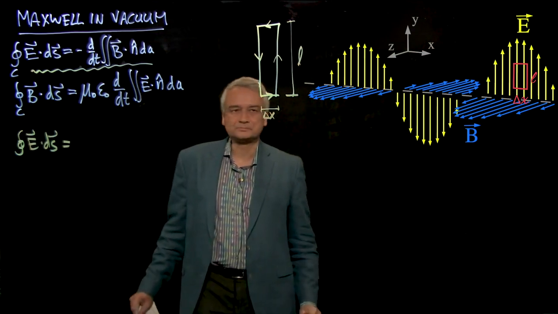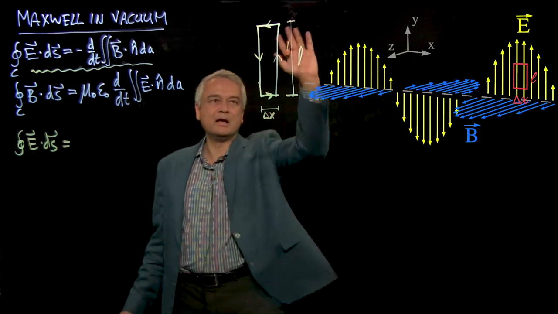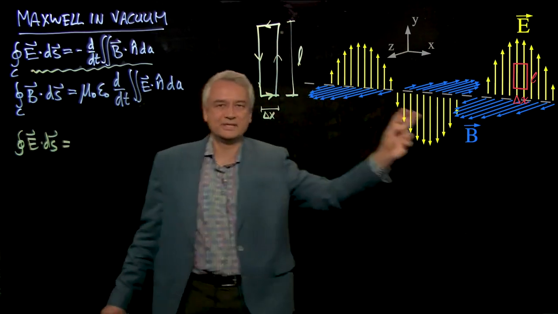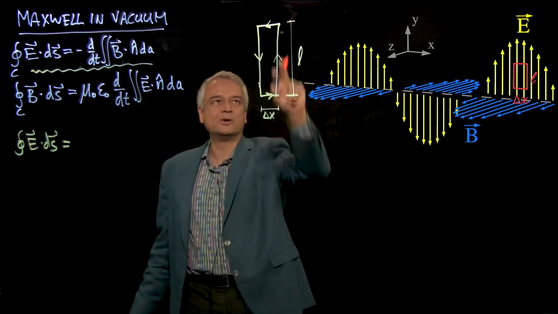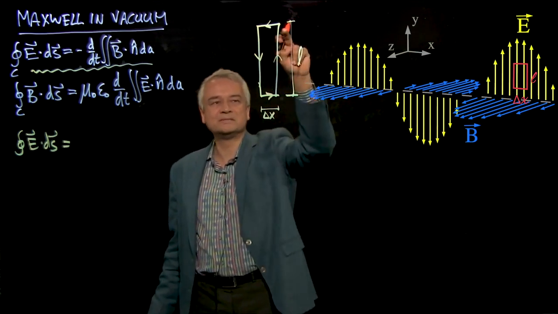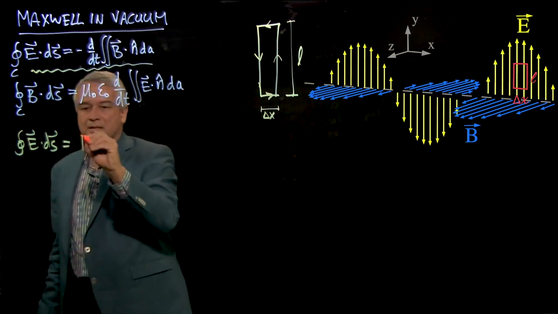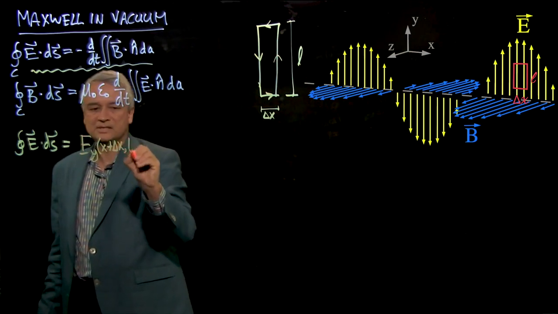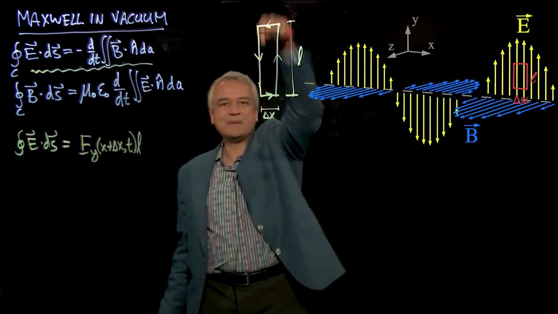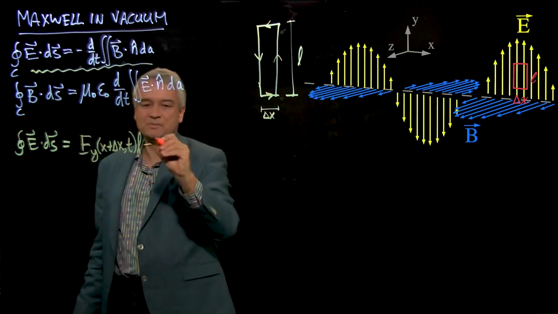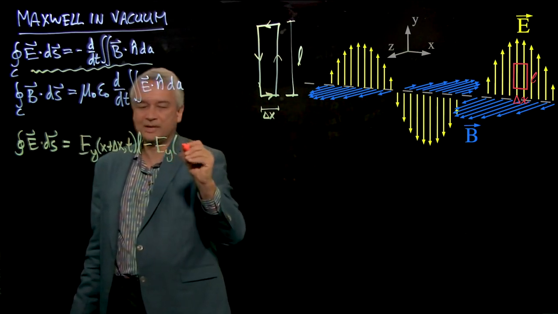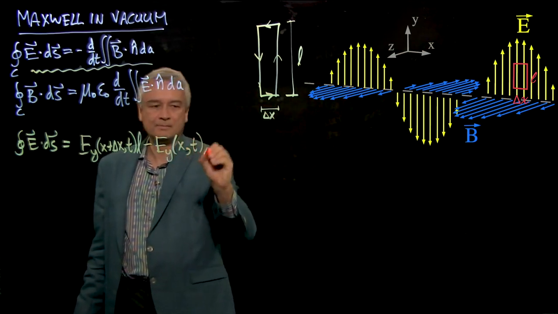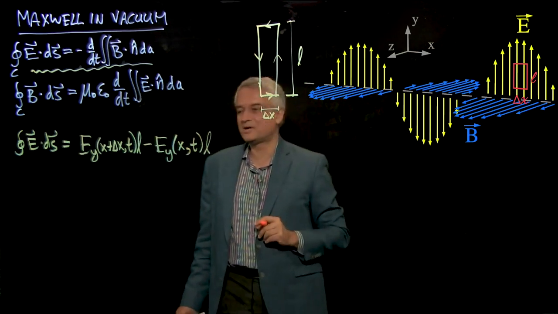And the electric field is pointing up. So this time, when I go along this side of the contour, you can see in the diagram, the electric field is pointing up. So I pick up a positive contribution, which will be EY at x plus delta x comma t times L. And then when I come back down this way, I pick up a negative contribution, minus EY evaluated just at the position x, because this is x and this is x plus delta x. Okay, so that's the left-hand side of the equation.